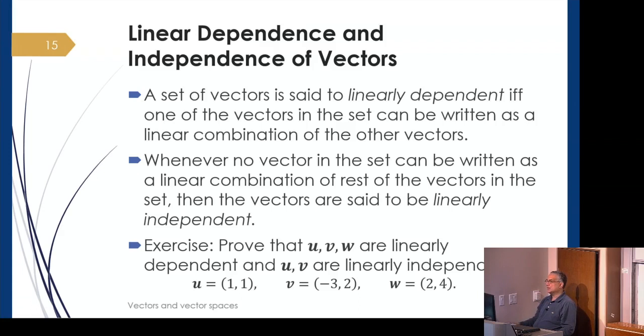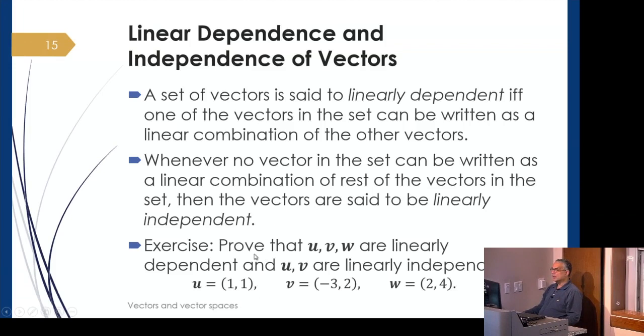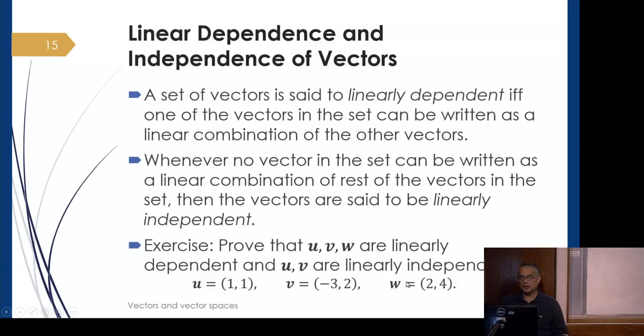Whenever no vector in the set can be written as a linear combination of the rest of the vectors in the same set, then the vectors are said to be linearly independent. So here is a simple exercise for us to think about, which you can solve in a few minutes using this definition. Let's say that we had three vectors: U, which is the vector 1, 1 in two dimensions, V, which is the vector minus 3 and 2, and W, which is the vector 2 and 4. It's useful to check and see if we can convince ourselves that all three together are linearly independent, using the definition written just above.